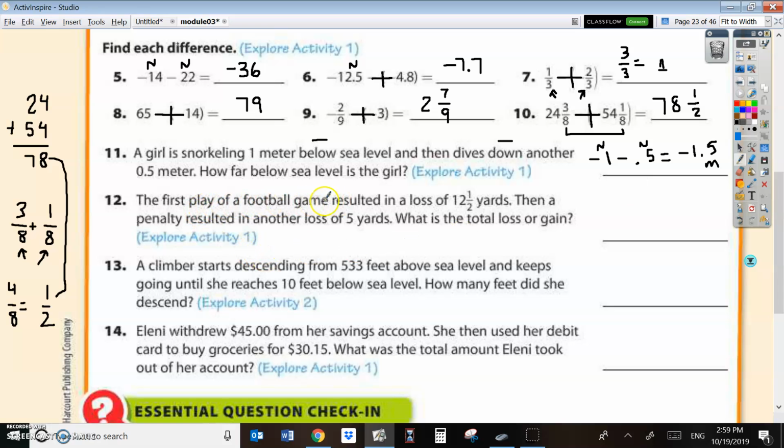The first play of a football game resulted in a loss. A loss is negative 12.5 yards. Then a penalty resulted in another loss. That's also negative. What is the total loss or gain? So negative 12 and 1/2 minus 5, so that's negative, so it equals negative 17.5 yards.